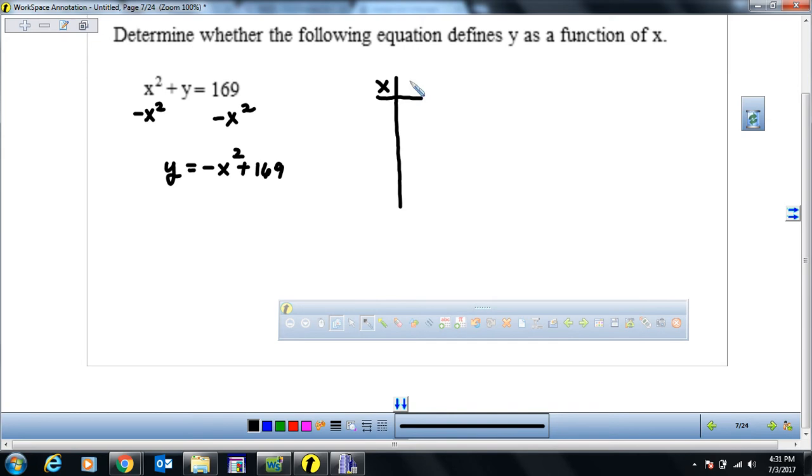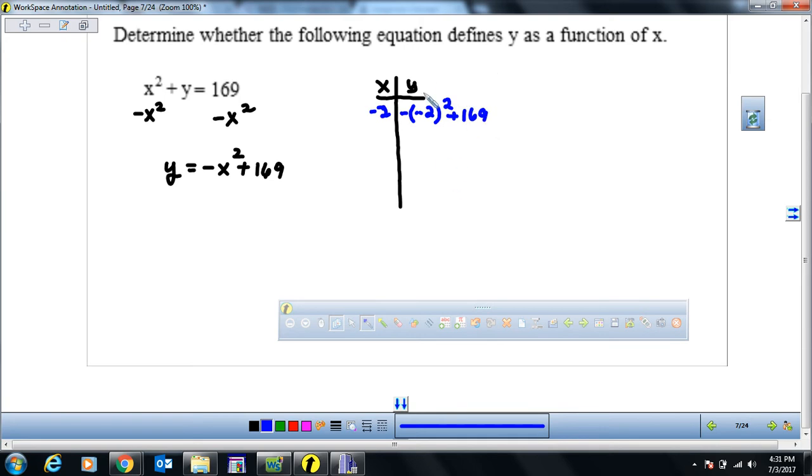This is basically the method we are going to use to graph functions later on today. So let's say we're given any value of x. For example, let's start with negative 2, just a single value. If I substitute it into the equation to find the value of y, this is what we're going to get: negative x, which is negative 2 squared, plus 169.